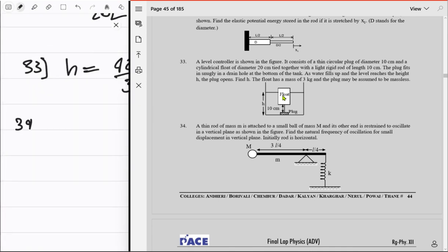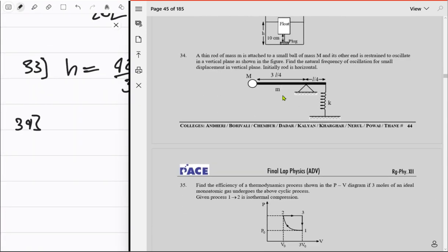Okay, 34. 34 is a thin rod of mass m attached to a small ball of mass capital M. Its other end is restrained to oscillate in a vertical plane as shown in the figure. Okay, this mass m, small m, where? Okay, rod of mass m attached to a small ball of mass capital M. Other end restrained to oscillate in a vertical plane. Other end, what is it? Oh, okay, like this. Find the natural frequency of oscillation for small displacement in the vertical.